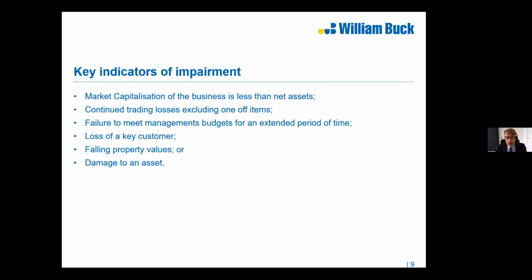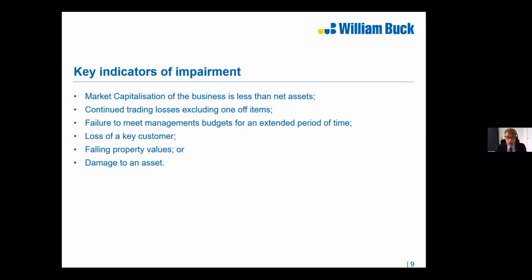So, market capitalisation of the business is less than net assets. What we mean by market capitalisation, I'm sure most of you are aware, relates to the number of shares that you've got multiplied by your current share price. And if that amount is less than your net assets value on your balance sheet, then there's a trigger there that you might have an issue with impairment. Not necessarily always true. Sometimes the market does undervalue assets unfairly, and there are processes that you can go through to get through that, but it is an indicator that there may be an issue.